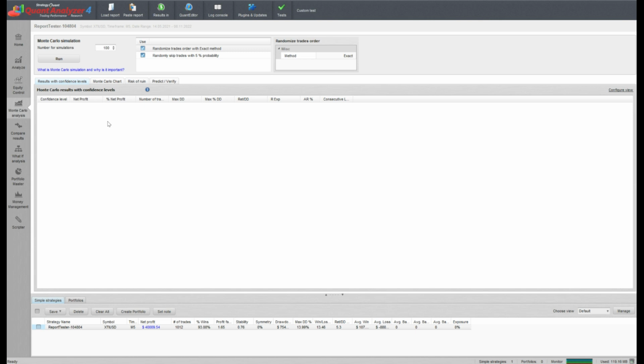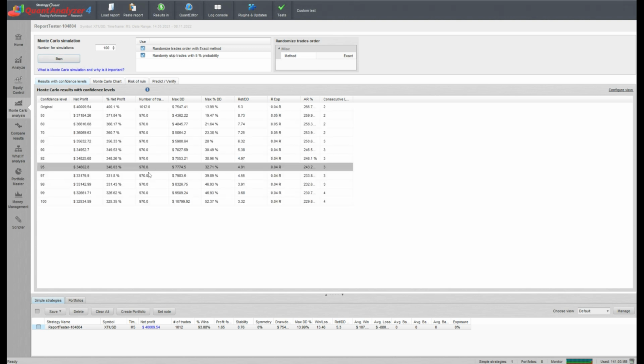So you always want the statistics to be in your favor. If I run 100 simulations just now using Monte Carlo, you can see we get a confidence level at 95%. That's the level you want to look at. The initial result was showing $40,000 with a 400% net profit. Based on the 95% confidence level, you could achieve $34,000 in profit, which is still above 300% in profit.